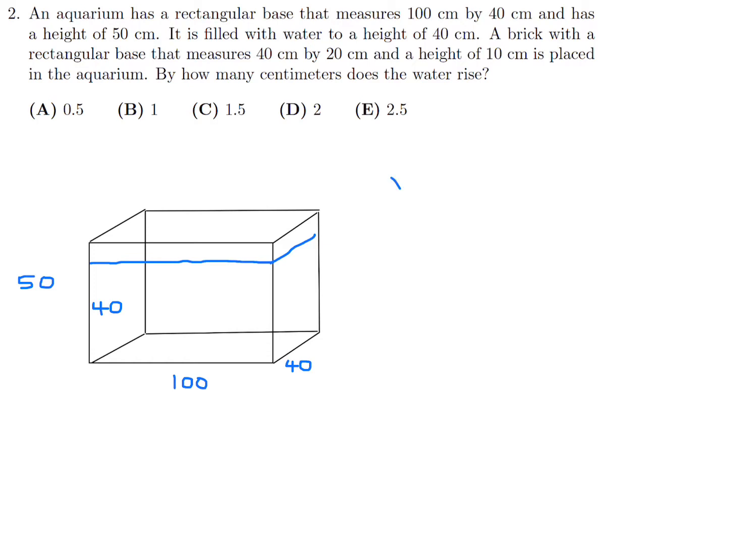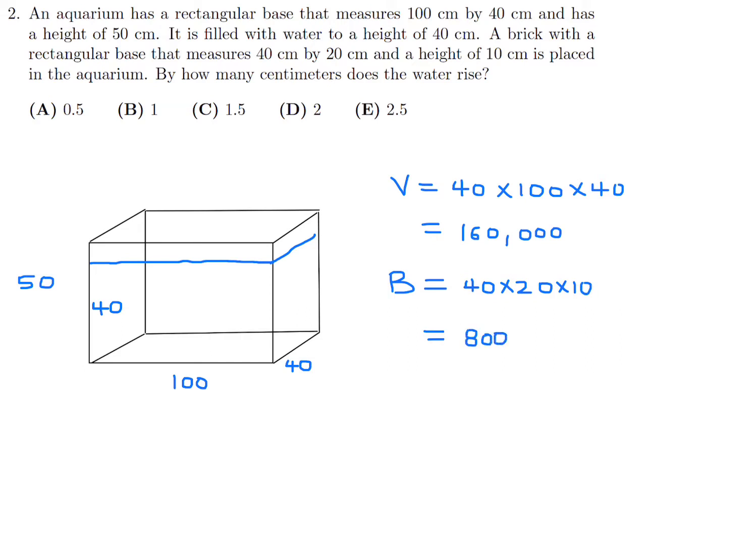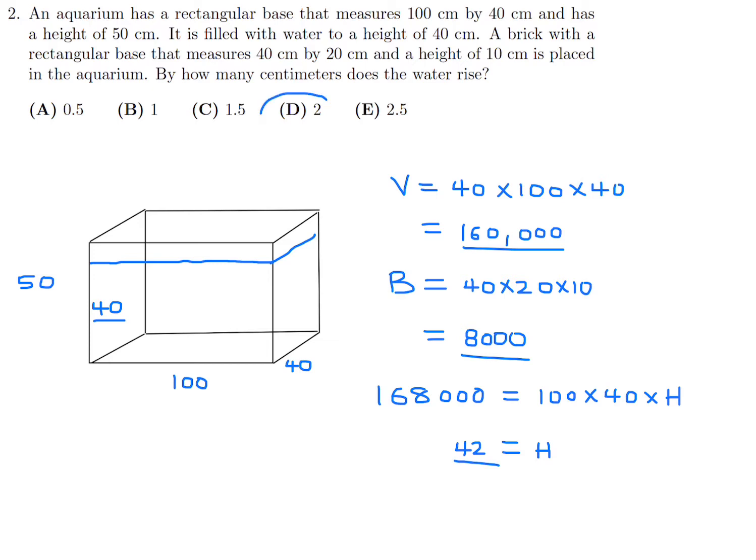Now we need to calculate the volume of the water. So that's going to be 40 times 100 times 40, and that is equal to 160,000. Then they throw this brick inside, and that of course will make the water level rise a little bit. That brick is 40 times 20 times 10. So that is 8,000. So to figure out how much the height rises, we have to add these two, and that is 168,000. And that's going to be equal to the base, which stays the same, of the aquarium, times the new height, h. And if you solve for h here, you will get 42. So initially, the water level was 40. Once you threw in that brick, it rose to 42. So how much did it rise by? 2 centimeters. So therefore, number 2, the answer is D.